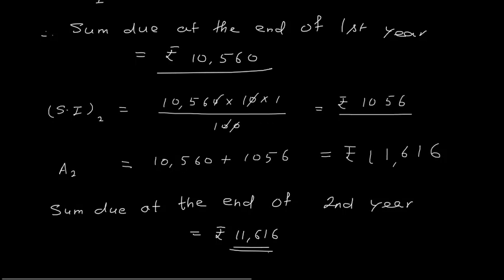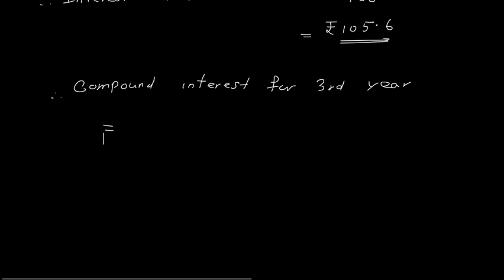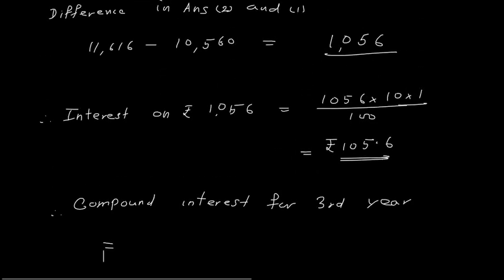When we calculate interest for the third year, there are two different ways. First is that I will first find out the total sum at the end of 2 years, that is, the principal at the beginning of the third year, and then I will calculate simple interest on that. This is one way of solving the problem. The second way is that I will calculate interest on the interest part. That is, here we have calculated interest on this 1056.